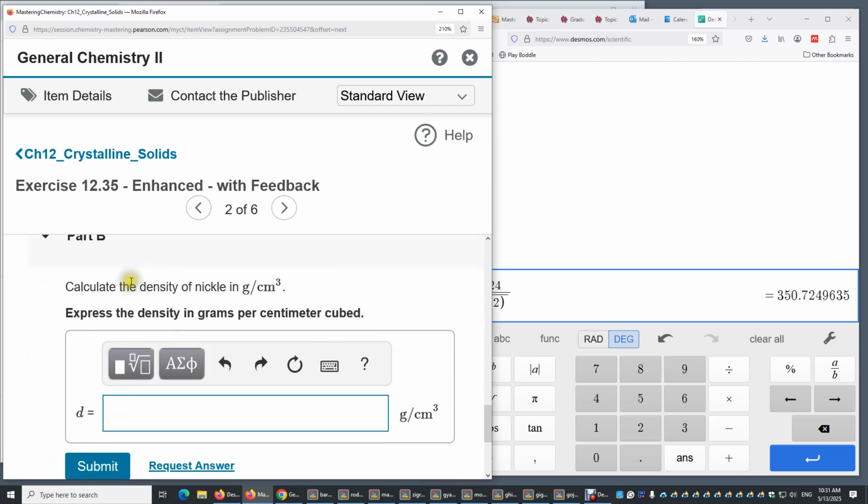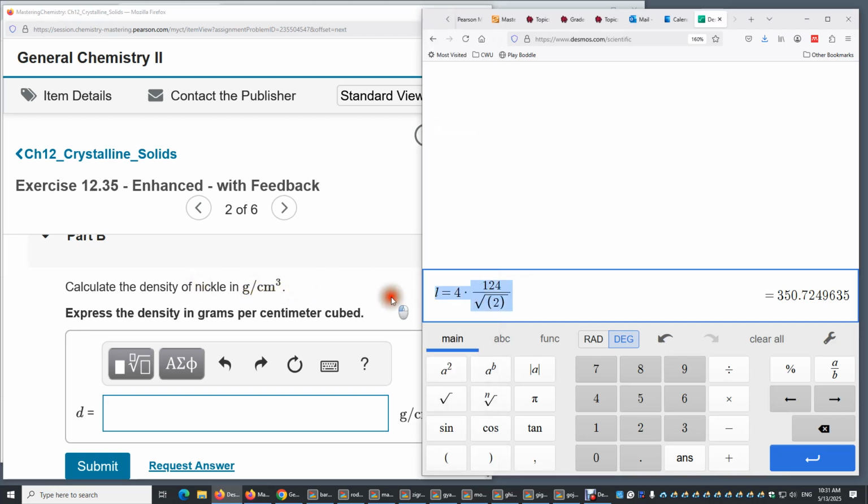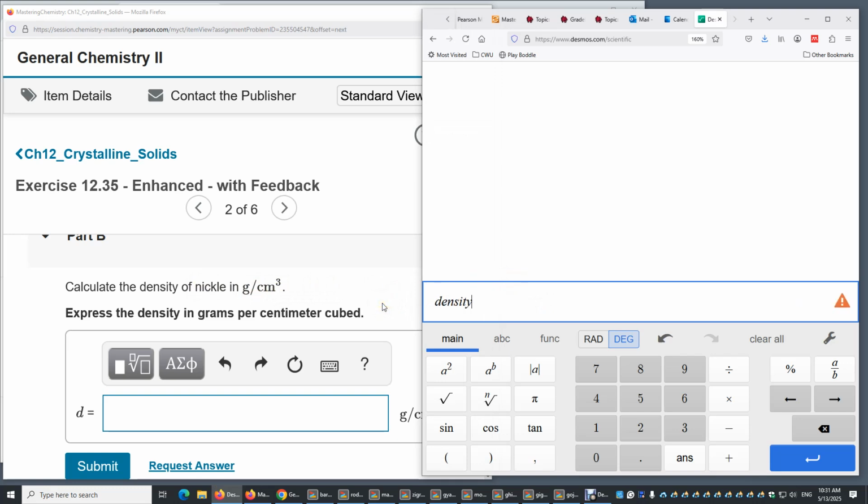Now calculate the density of nickel in gram per cubic centimeters. We'll use this equation for density. Density is equal to mass over volume. And we'll look at the mass of one unit cell divided by the volume of one unit cell. So what's the mass of one unit cell?